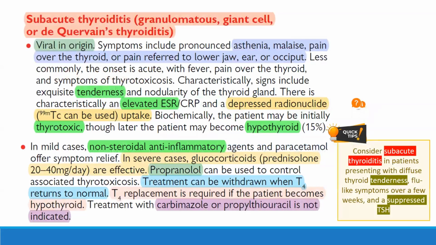Subacute thyroiditis is very important and very common in the exams. This is post-viral. The patient presents with asthenia, malaise, pain over the thyroid, or pain referred to the lower jaw, ear, or occiput, a tender thyroid, elevated ESR, and low thyroid scan uptake. The patient usually presents in the thyrotoxic stage.